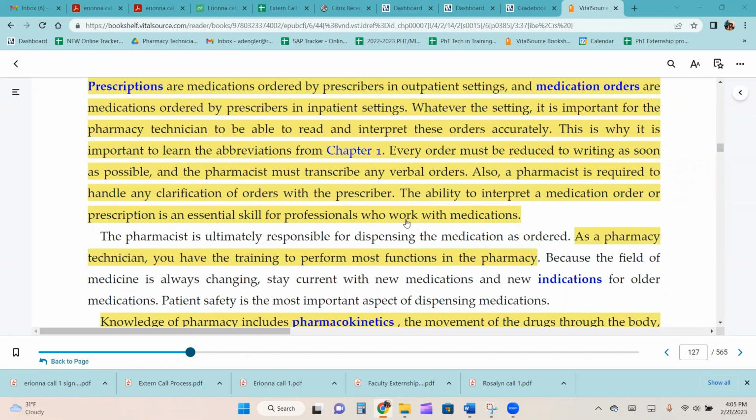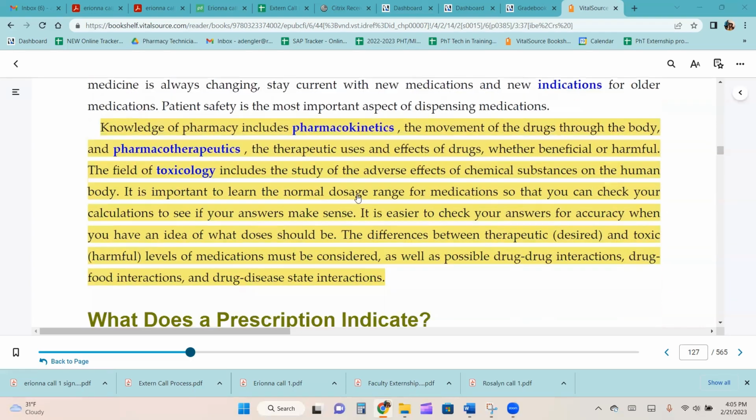The ability to interpret a medication order or prescription is an essential skill for professionals who work with medications. The pharmacist is ultimately responsible for dispensing the medication as ordered. As a pharmacy technician, you have the training to perform most functions in the pharmacy. Because the field of medicine is always changing, staying current with new medications and new indications for older medications, patient safety is the most important aspect of dispensing medications.